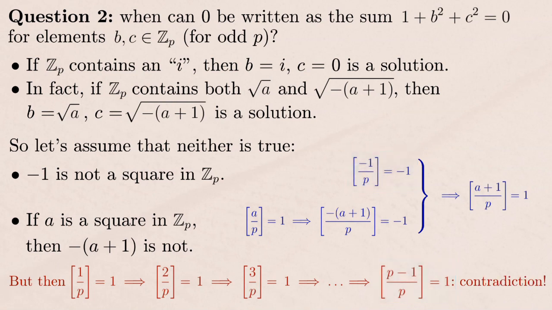Every Zp must either contain an i, or must contain the square root of a and the square root of minus a plus 1 for some number a. Okay, so we've answered question 2 for all odd p, and therefore we've answered question 1 for all odd p. Every positive integer n can be written as a sum of 3 p-adic squares for every odd p.